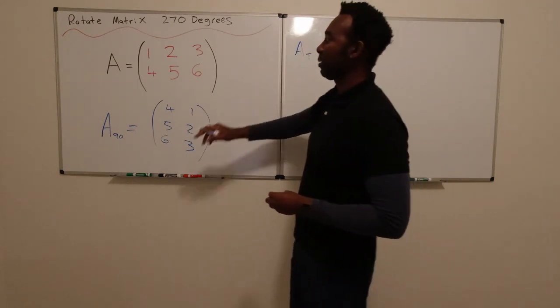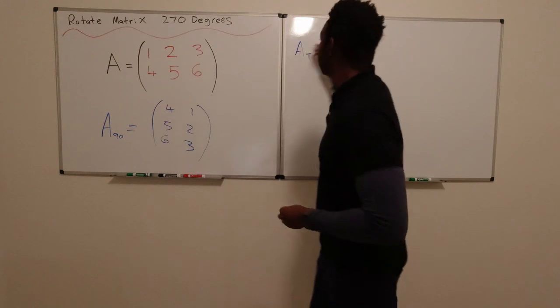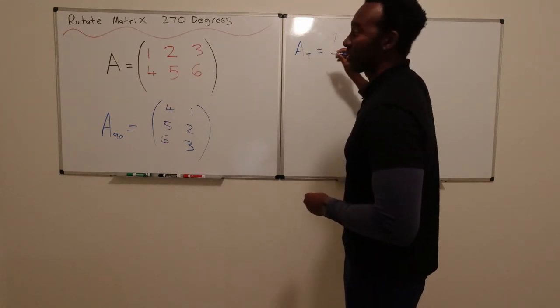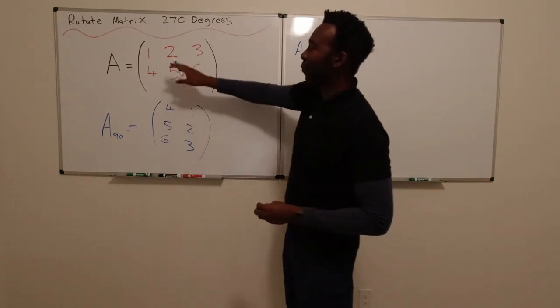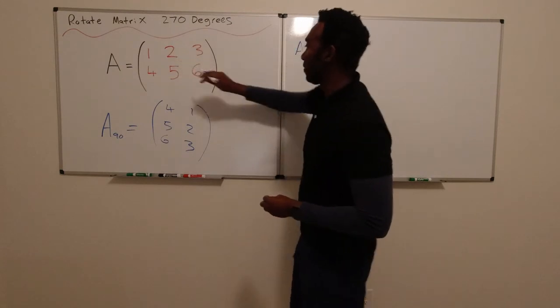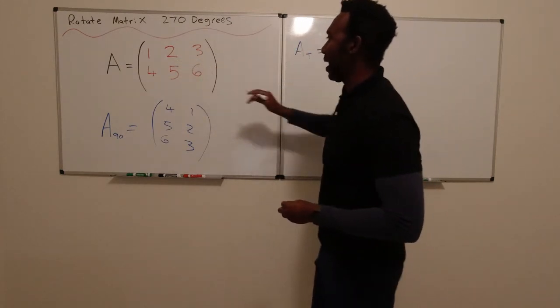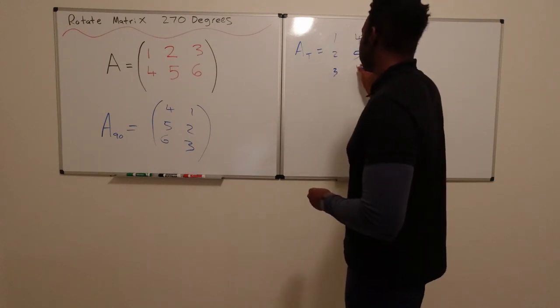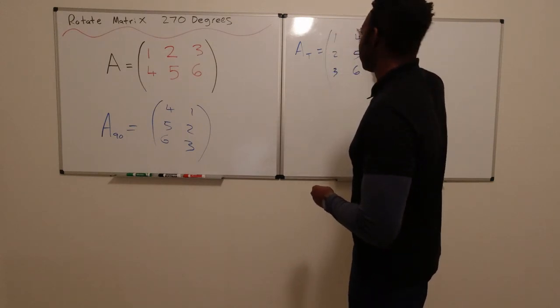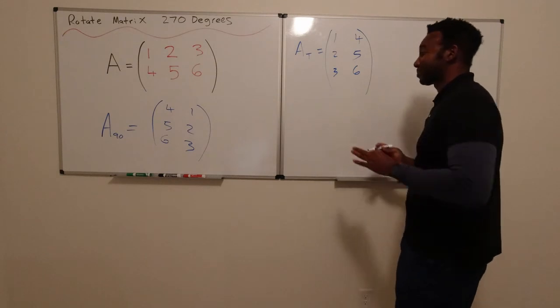So for the transpose of A, we're going to get 1, 4. That's going to be the first row. Then we're going to get 2, 5. That's going to be the second row. And then we've got 3, 6 as the third row. And this represents the transpose of A.